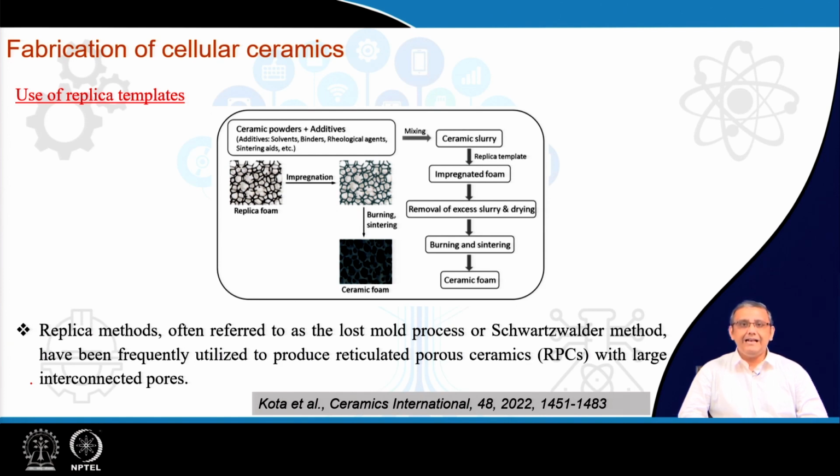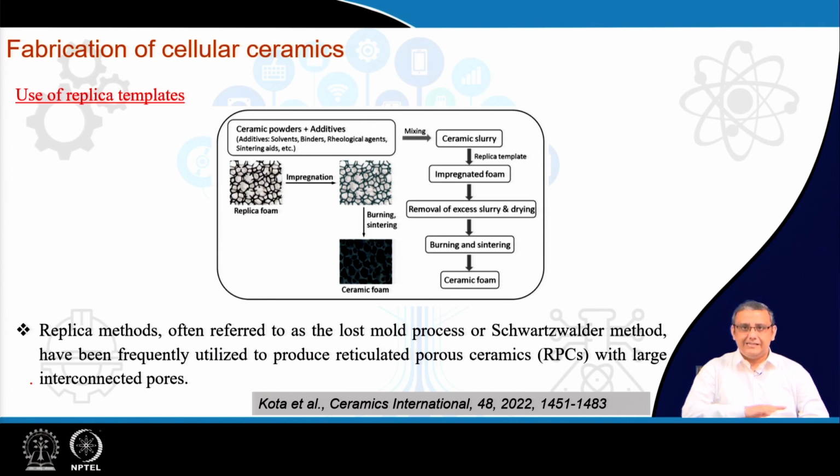The first step is that this replica foam is immersed into the ceramic slurry, or the other way around, the ceramic slurry is impregnated into the open porous replica foam. The idea is that all the struts of the polymer foam, as you can see, this polymer foam has thin struts, are uniformly covered with the impregnated ceramic slurry. After this impregnation step is over, the next step is the removal of excess slurry and drying. This removal typically takes place under a rolling action.